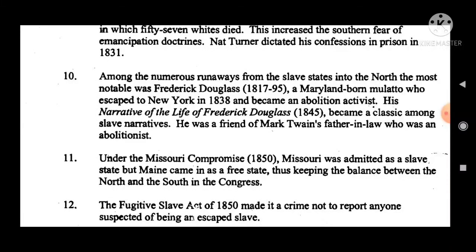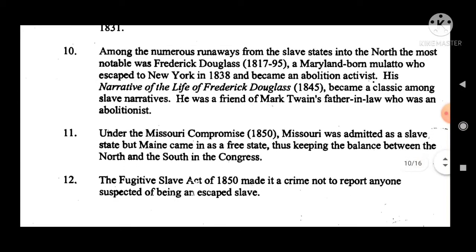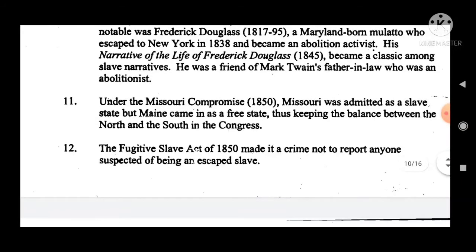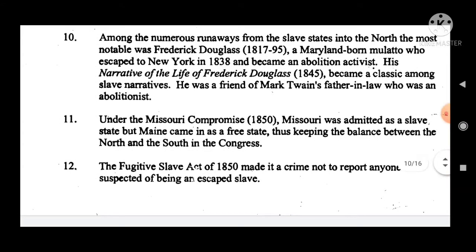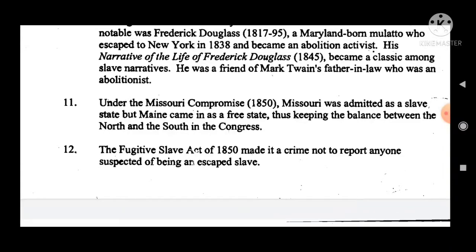Among the numerous runaways from the slave states into the North, the most notable was Frederick Douglass, 1817 to 95, a Maryland-born mulatto who escaped to New York in 1838 and became an abolition activist. His Narrative of the Life of Frederick Douglass, 1845, became a classic among slave narratives. He was a friend of Mark Twain's father-in-law, who was an abolitionist.